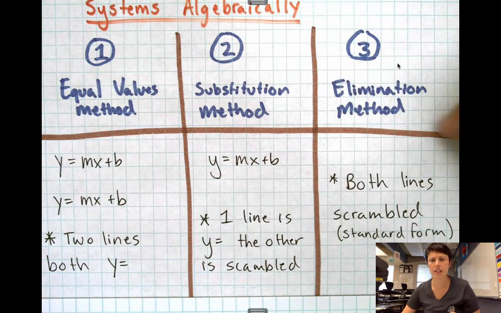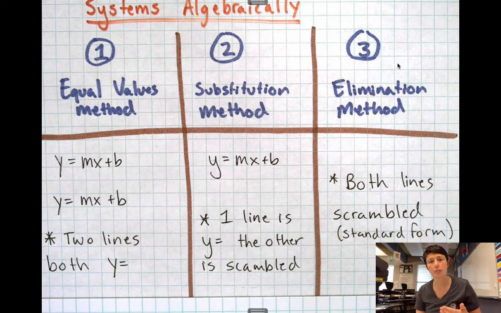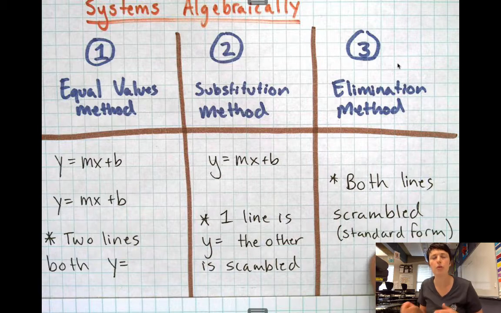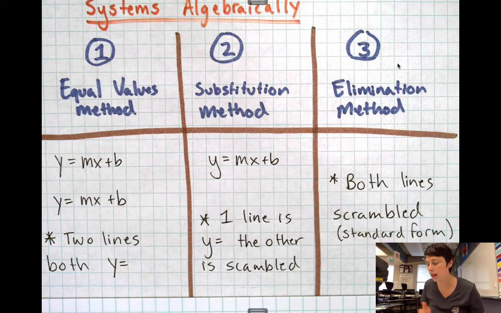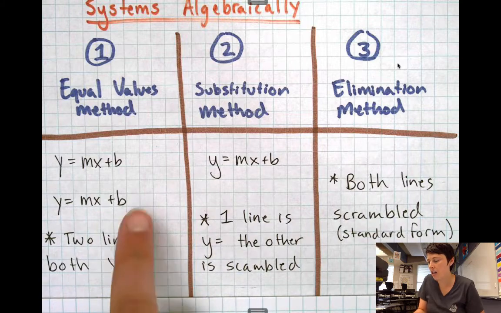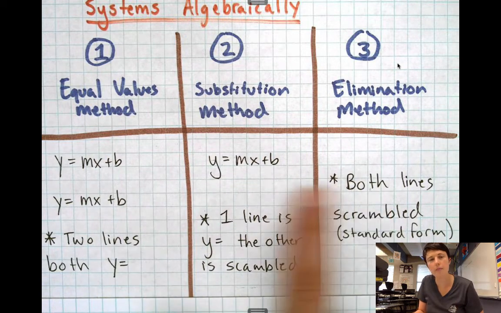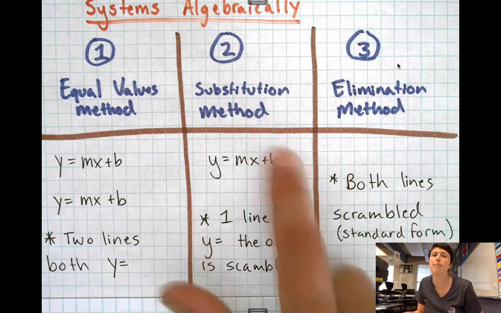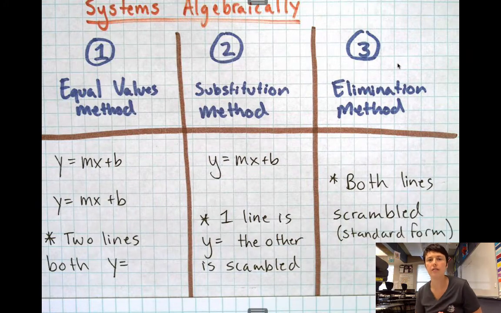And then the third way, this elimination method, the newest way, both lines are scrambled up. They're not in y equals mx plus b. Technically, they're not really called scrambled up, they're called standard form. You have two equations in standard form. Neither one of them looks like y equals mx plus b. So basically, when you get a systems problem, you have to look at it and decide which type it is, and you have to choose the right method on your own to solve.